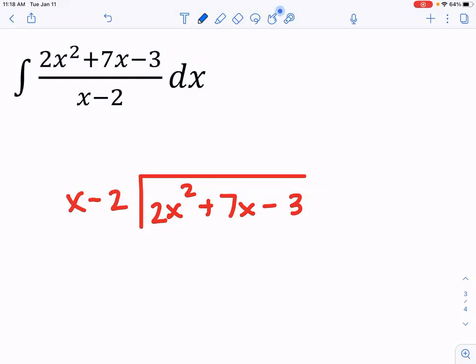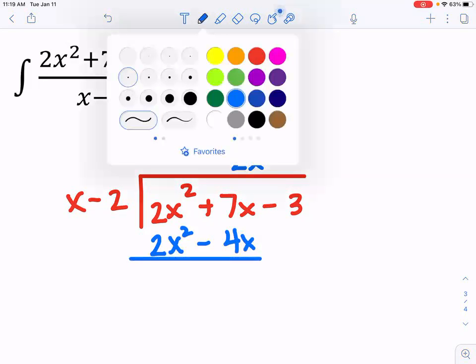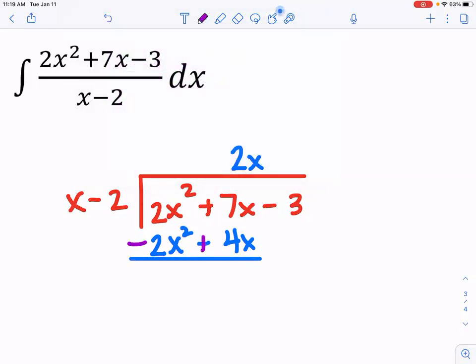Isn't there a simpler way where you just use numbers? Guys, I mean, that's a possibility too. X times what is 2x squared? 2x. Thank you. Then we take x minus 2 times that number, and we are going to subtract those numbers.